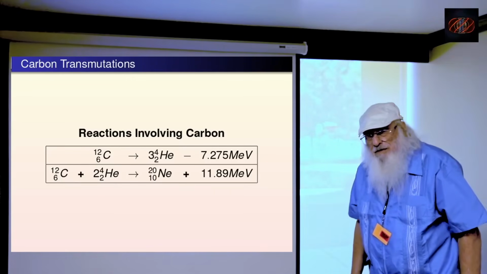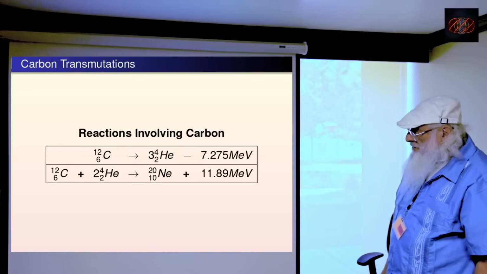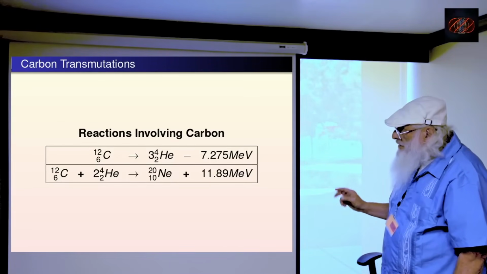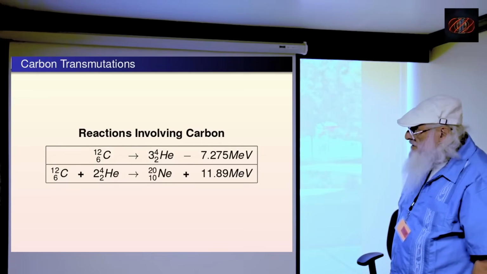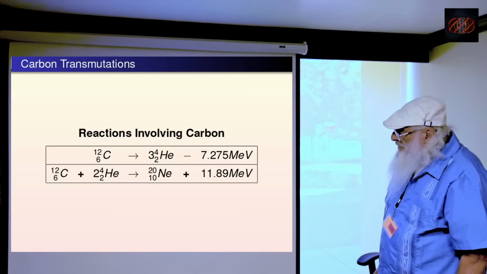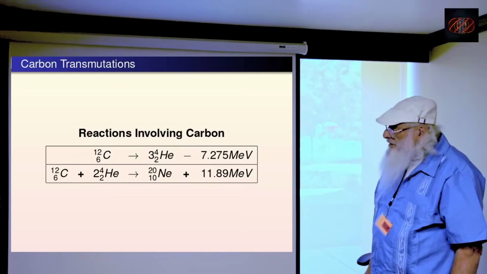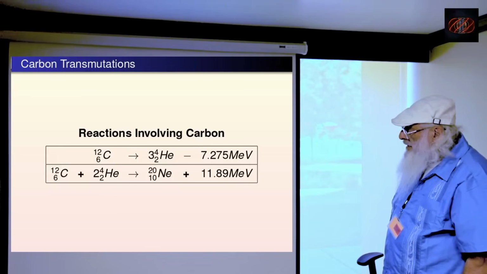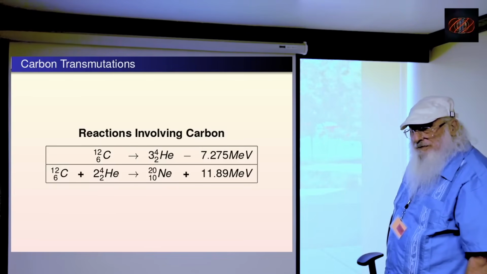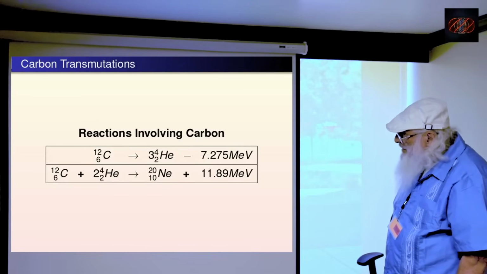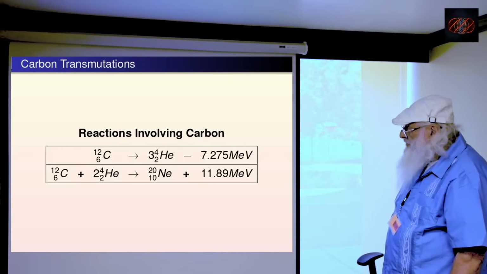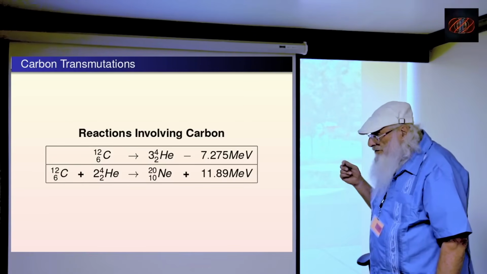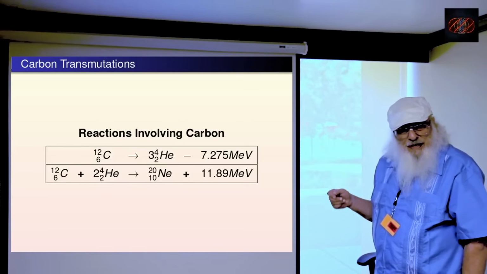What about carbon? We have 2 kinds of reactions with carbon. There are many others, but I'm listing 2, the ones that are consistent with the hypothesis. Carbon, which has an atomic weight of 12 and an atomic number of 6, is fissioned, and it makes 3 heliums of atomic number 2, atomic weight 4. And this process is an endothermic process. It requires energy.